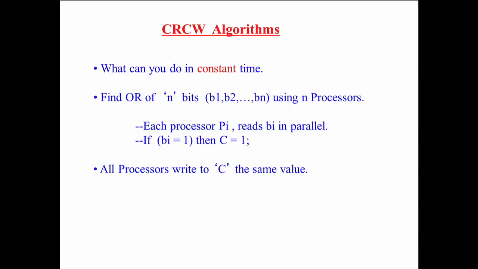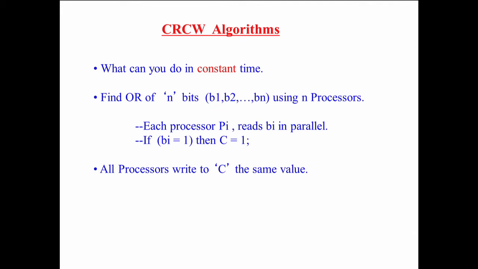Are you able to do this? So how will I find the OR? Same way. S is 0. If Bi is equal to 1, S equal to 1. That way I can find the bitwise OR, and again I can do it in constant parallel time.